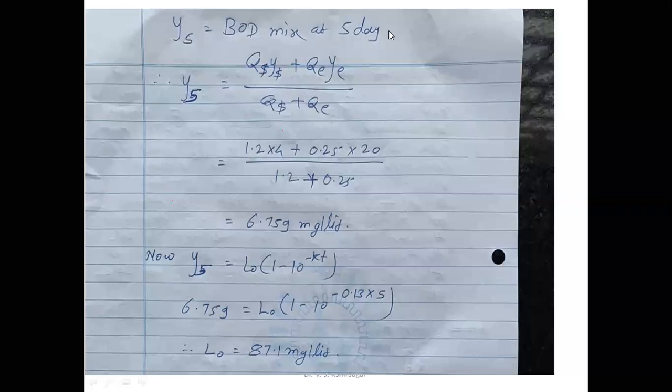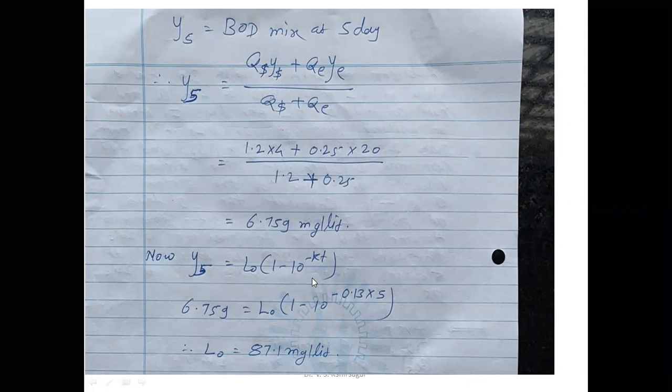Okay, someone has written. It is the first stage BOD formulation equation, which we have studied in chapter number 1. BOD is equal to L naught into bracket 1 minus 10 raised to minus KT. BOD is usually taken at 5 days at 20 degrees Celsius.